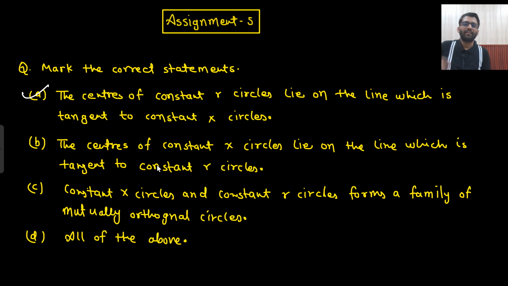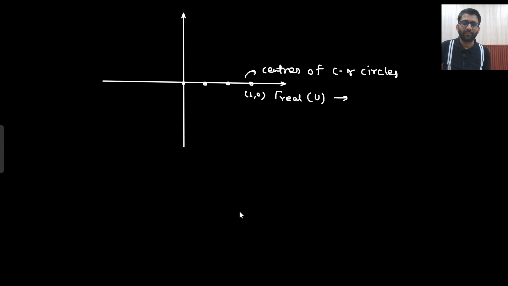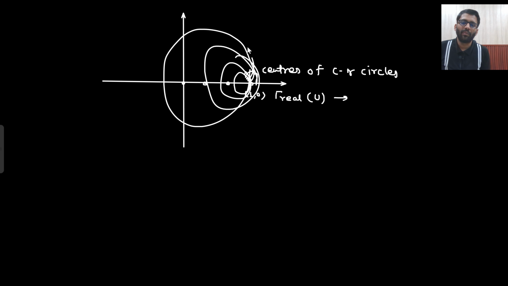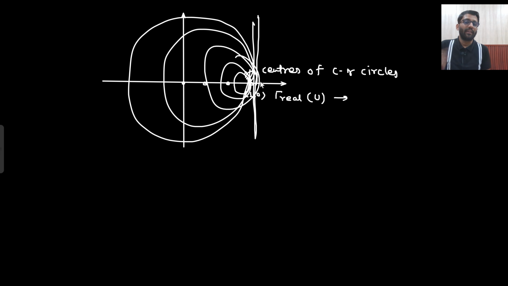What about the second one? The centers of all the constant X circles lie on the line which is tangent to constant R circles. So where will be the constant R circles? Let's just say this is 1, 0. From 1, 0 circles will be originated. So these will be your constant R circles. All will be passing through 1, 0. So what will be the tangent? This will be the tangent. Now on this tangent only all the centers of constant X circles lie.